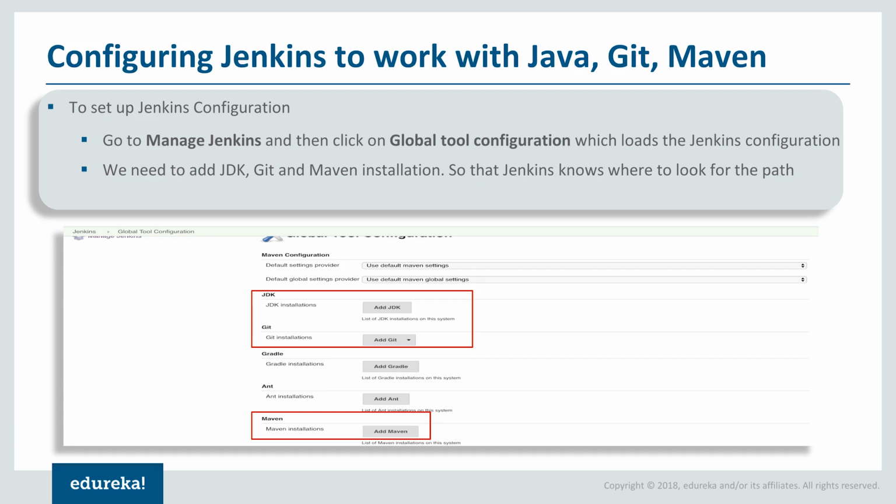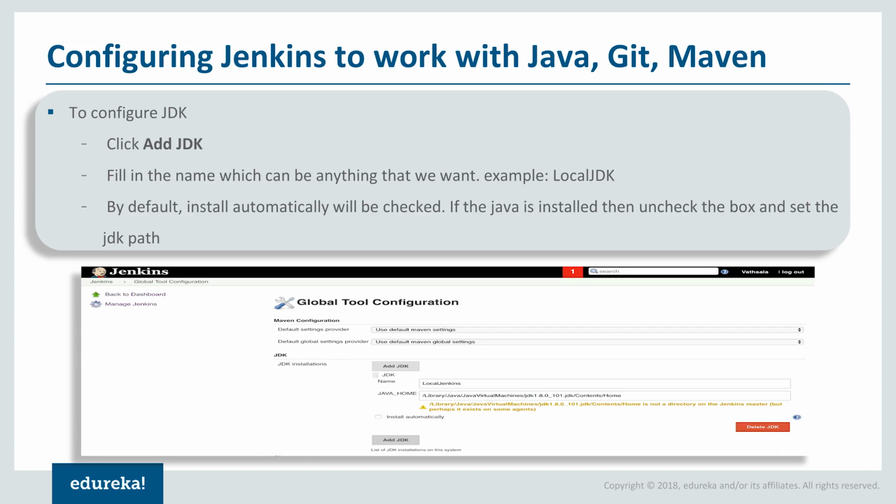Let's take a look at all these three options one by one. First of all is JDK. When you go there, just click on Add JDK. Let me bring up the screen. Click on Add JDK and fill in the name, which can be anything. Then you have this JAVA_HOME option where you need to mention where exactly your JDK path is located. That is on the Jenkins master, which we're talking about.